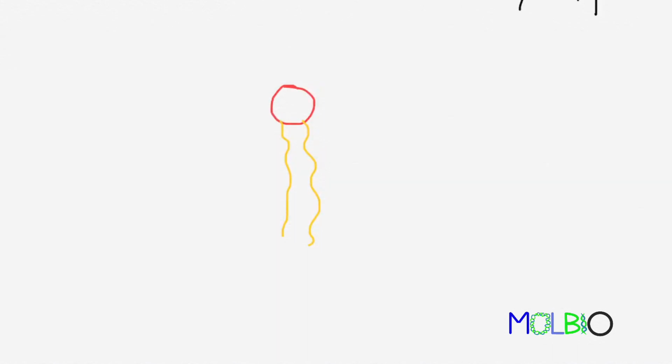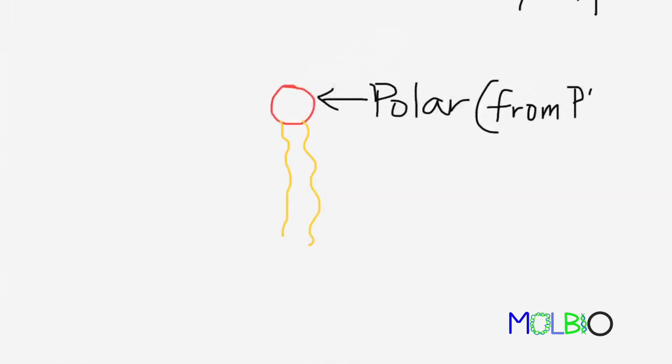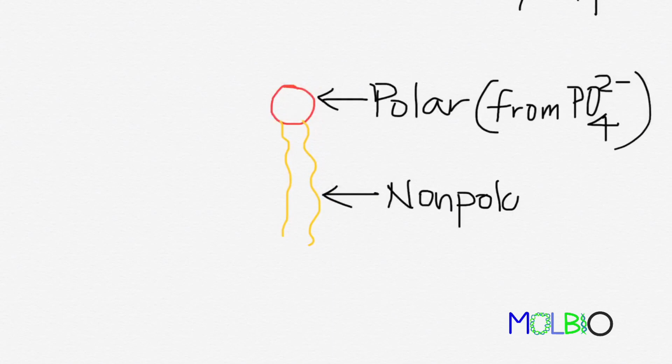Well, the fatty acid chains are non-polar. So the lipid molecule is usually called an amphipathic molecule because it has a polar head. The polarity comes from the negative charge of the phosphate group, while it has a hydrophobic or non-polar tail, which comes from the fatty acid, which are organic in nature.